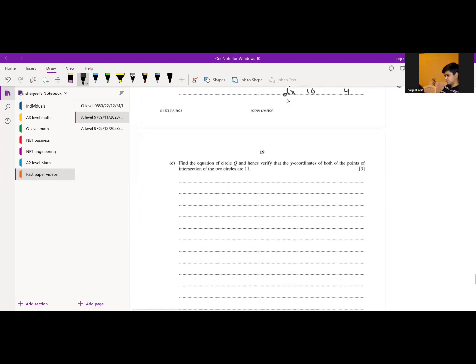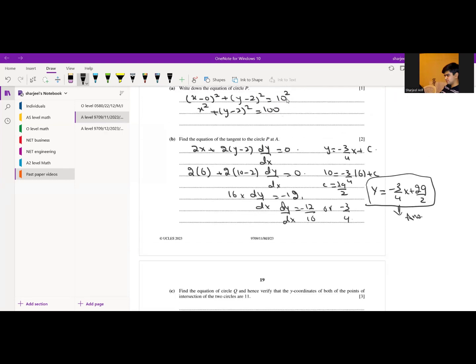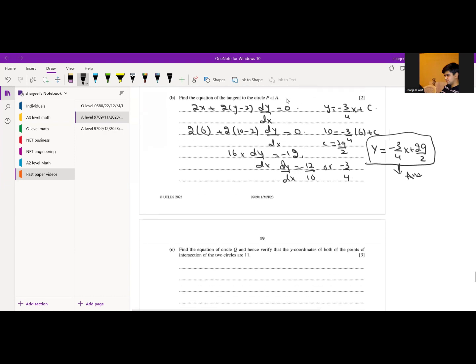tangent. Now for part C, hence find the equation of circle. So we have to find the point where the equation of tangent cuts the y-axis. When it cuts the y-axis, the value of x will be 0. So just substitute 0 here. You will get y equals 29 by 2.